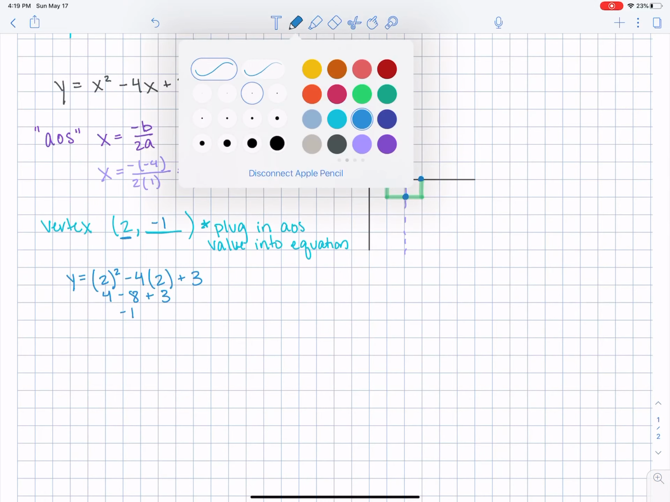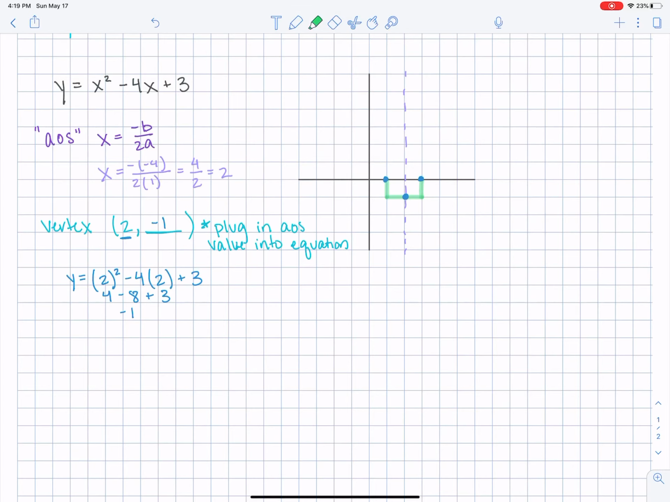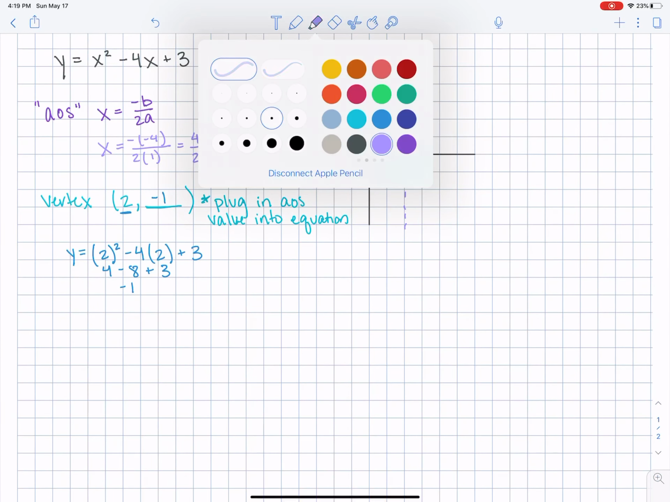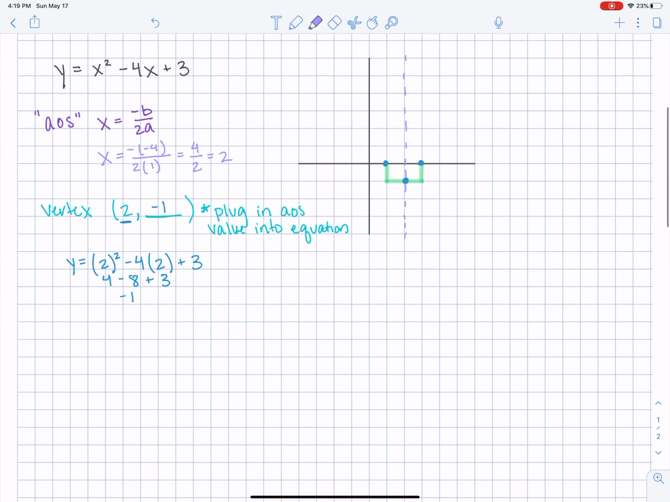Okay, let's remember those relationships that we had before. I think we used purple for that next one. So using purple again here, from our vertex, we're going to go over 2, up 4. Over 2, up 4. And if you'll notice, anything that happens on one side of the axis of symmetry is mirrored on the other side.